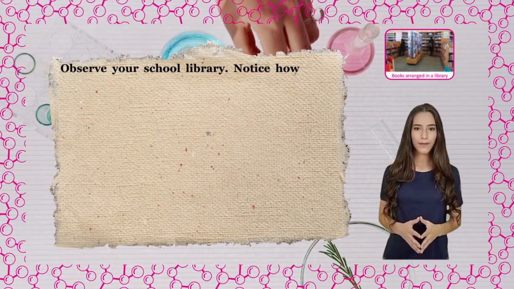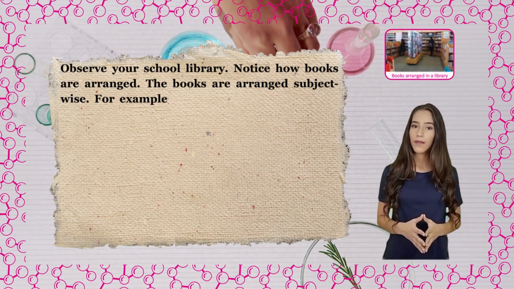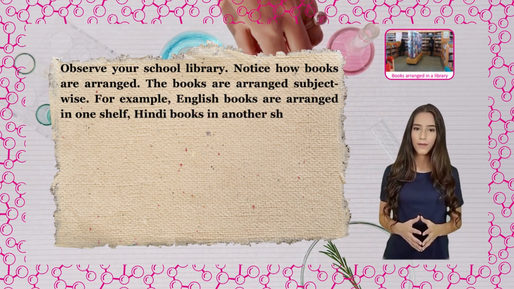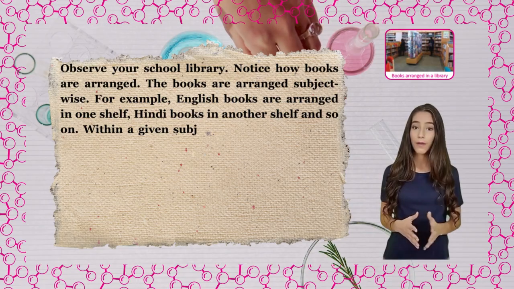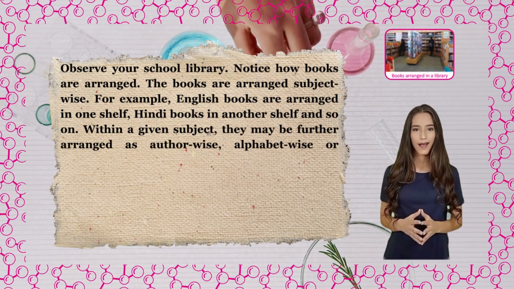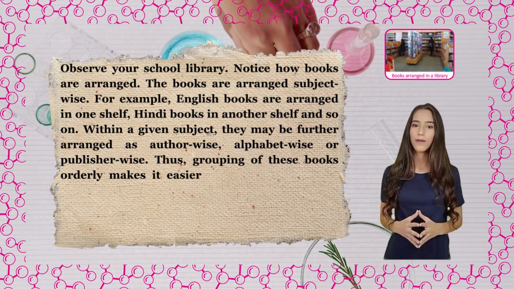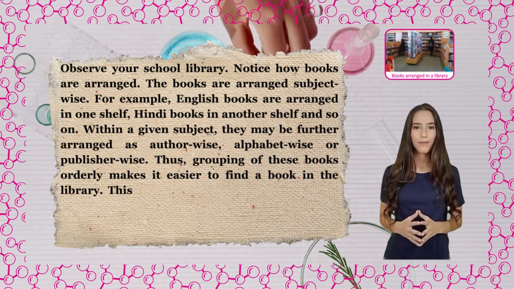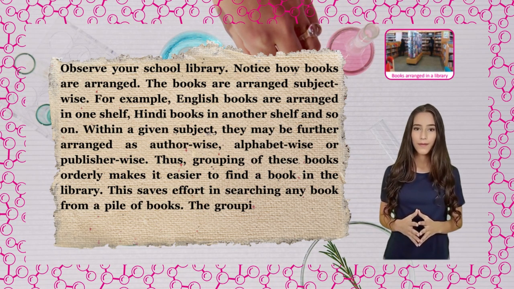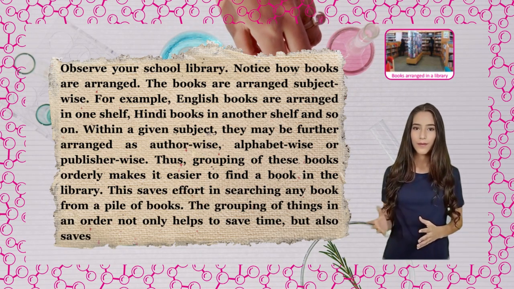Observe your school library. Notice how books are arranged. The books are arranged subject-wise. For example, English books are arranged in one shelf, Hindi books in another shelf, and so on. Within a given subject, they may be further arranged as author-wise, alphabet-wise, or publisher-wise. Thus, grouping of these books orderly makes it easier to find a book in the library. This saves effort in searching any book from a pile of books. The grouping of things in an order not only helps to save time, but also saves energy.